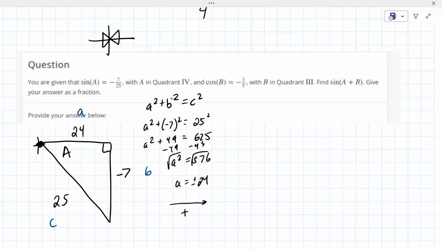Okay. Sorry, let me just copy that down. That was kind of fast. Just give me a second. Of course, you've done this before though, so don't overthink it. A squared plus 49 is equal to 625 and then minus 49, 576. Square root, A is equal to.